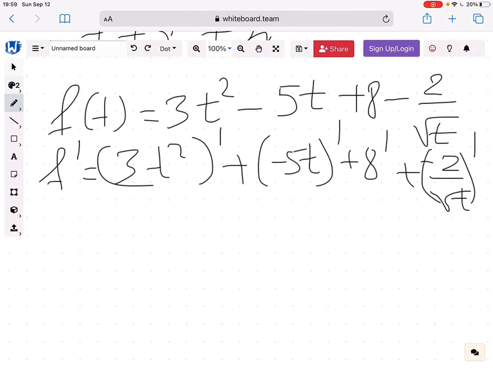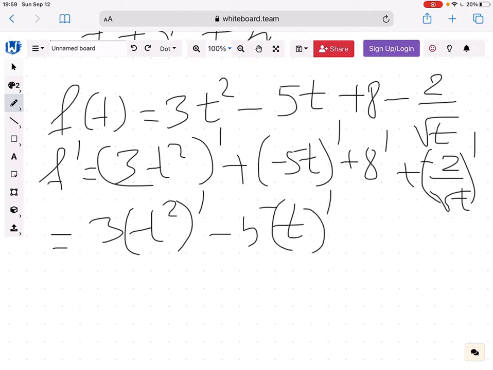So the next step is, we said that a constant doesn't matter. We can take it out from inside of the derivative. We get 3 times t squared prime minus 5t prime. Well, I'm immediately going to say that the derivative of a constant is 0. Just going to write 0, minus 2 times 1 over square root of t prime.